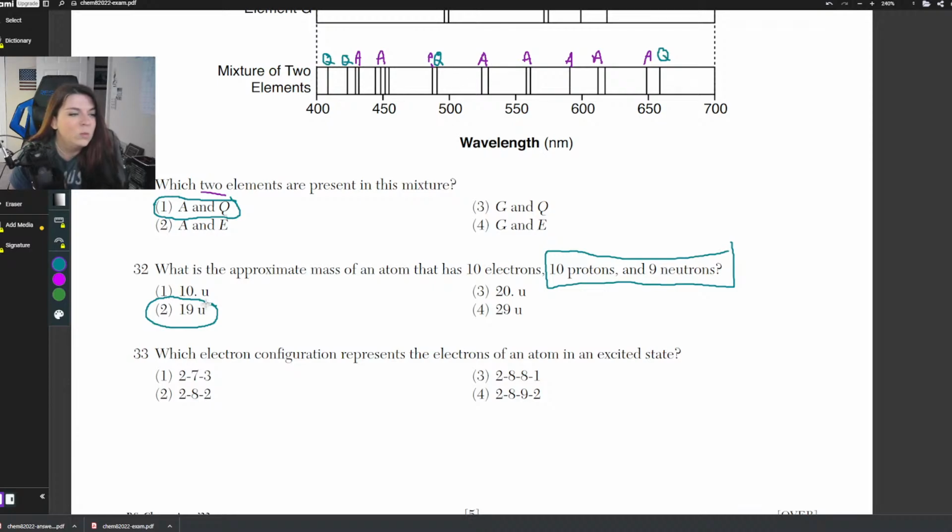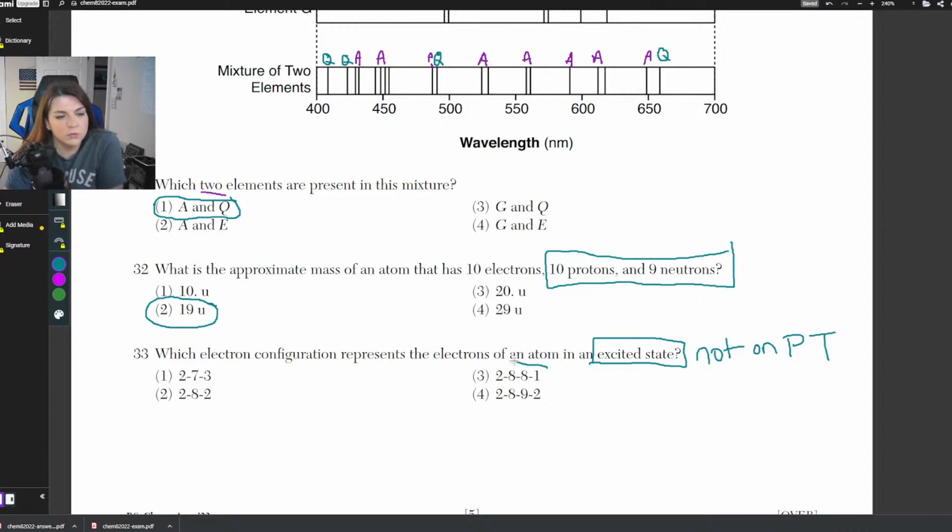33. Which electron configuration represents the electrons of an atom in the excited state? Okay, so you should be noticing that these questions are like a little step up. You actually have to apply this question a little bit. Here we're looking for an atom in the excited state. So the excited state is not going to be on the periodic table. The periodic table only contains ground state configurations.